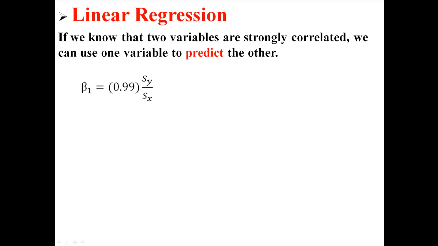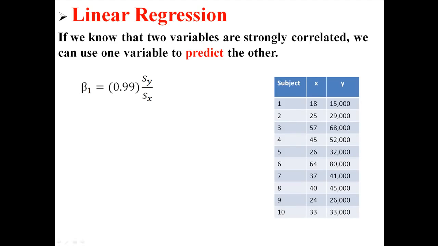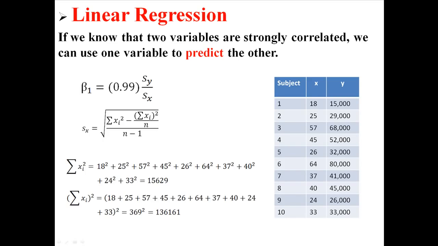Now we need to find S of y and S of x. So here's our data set with the x and the y. And I'm sure you remember how to find standard deviation, right? We're just going to use this equation to find the standard deviation of x, where we find the sum of all x squared, which is every individual value squared and then added together. And we're going to find the square of the sum of all x, which is every value added together and then squared. So we've got 15,629 and 136,161. And we can put those things into the equation, as well as n, which is 10, that's obvious.